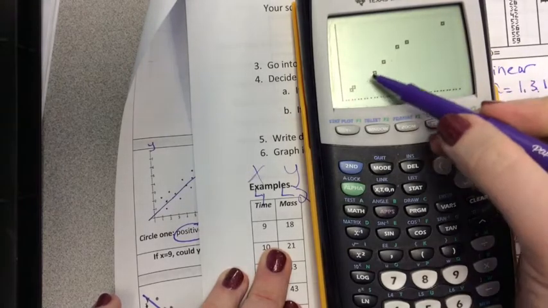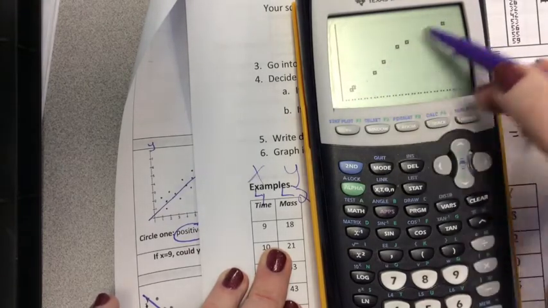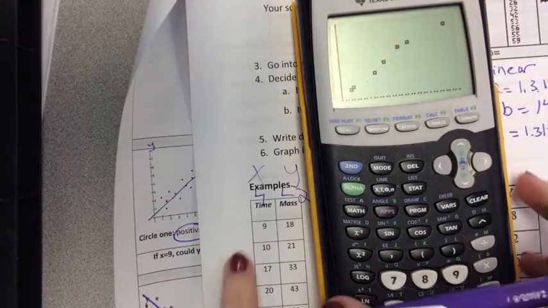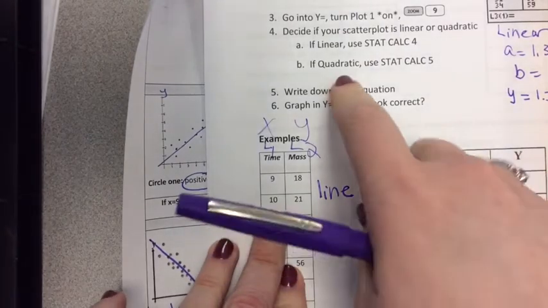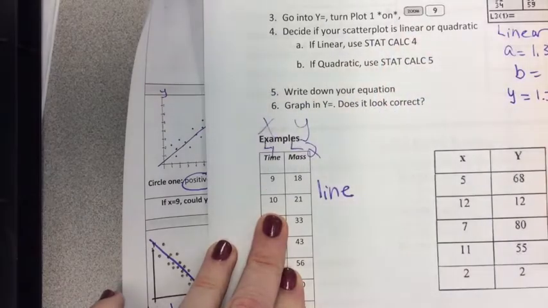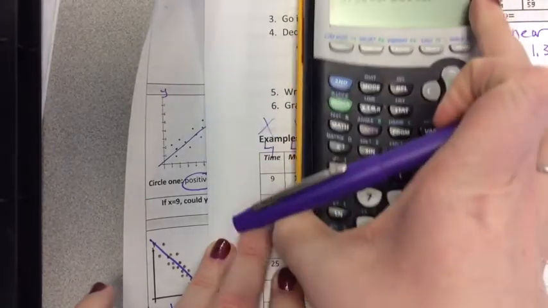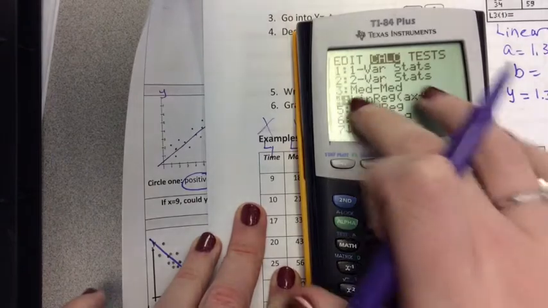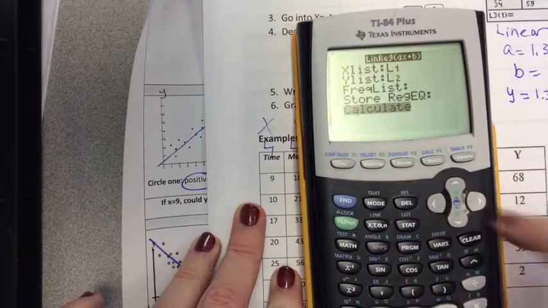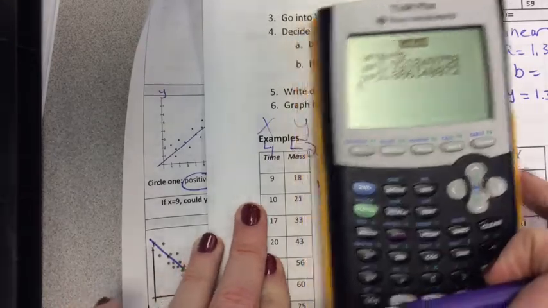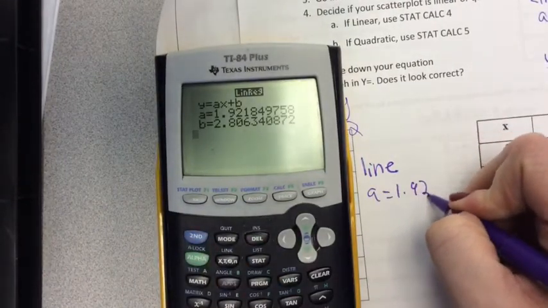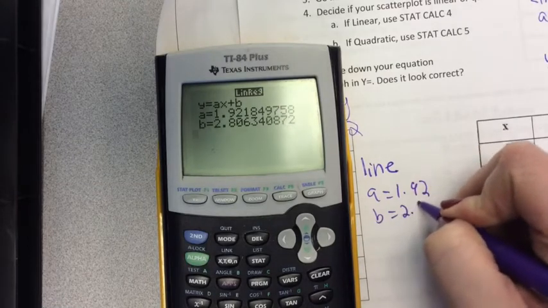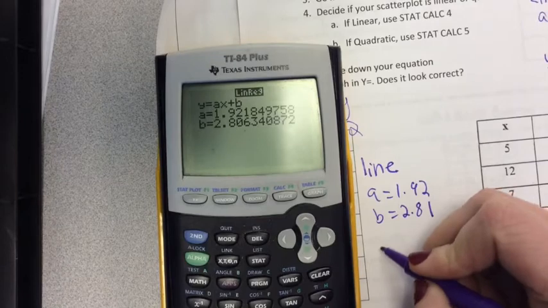All right. So that looks pretty linear to me. It's kind of curving a little bit, but I really think that's a line. If not, we'll figure it out when we graph it. All right, so then we decided it was linear, so we need to use stat calc 4. So stat, go over to calc, and then number 4 for line. And again, we're going to go down or press enter. All right, so we got A equals 1.92 and B equals 2.81 with rounding.